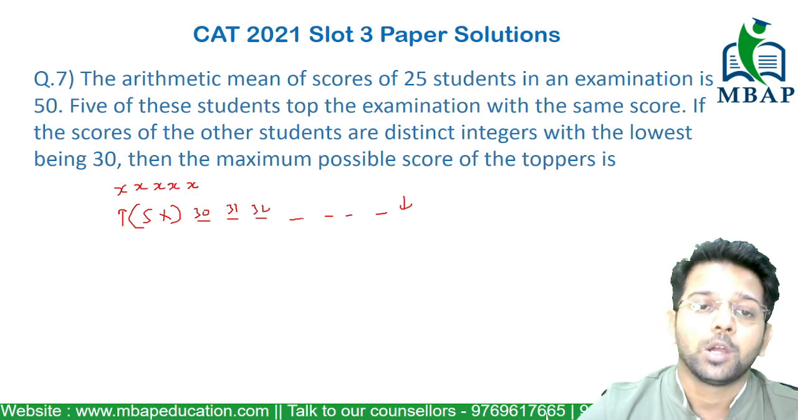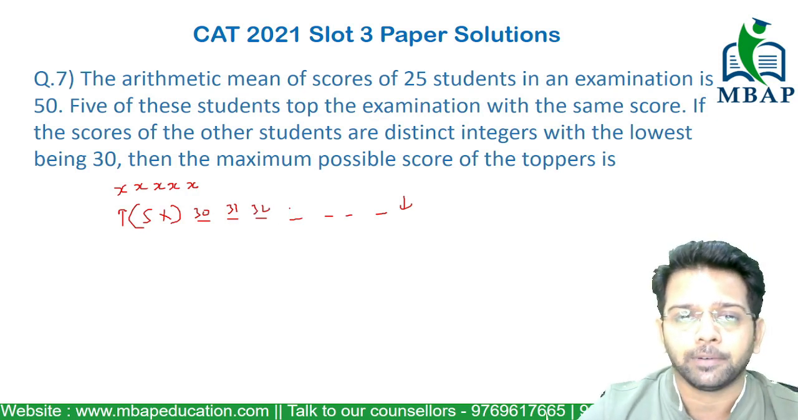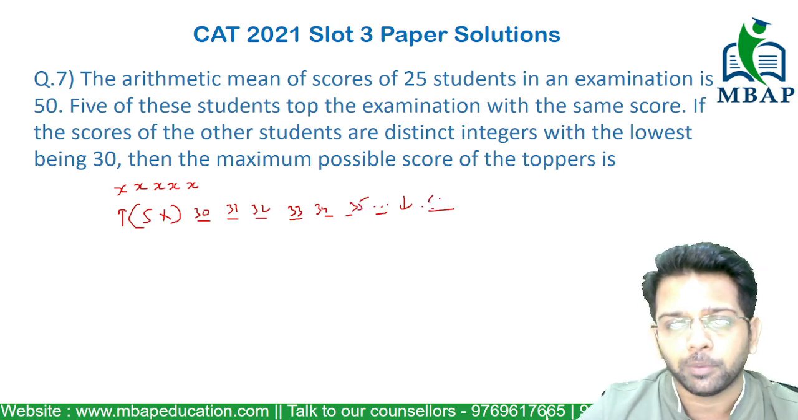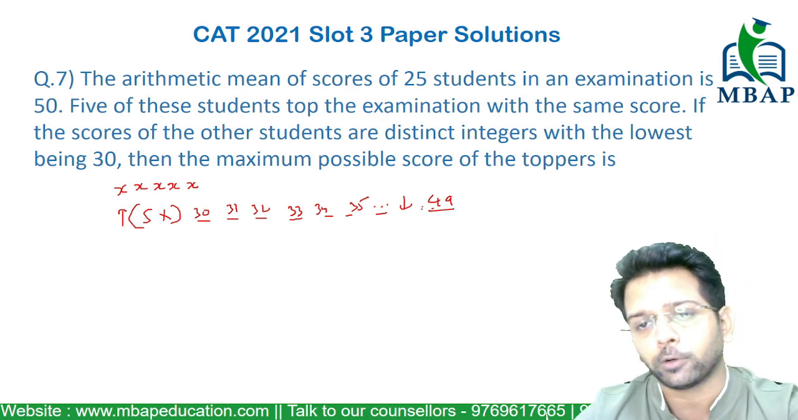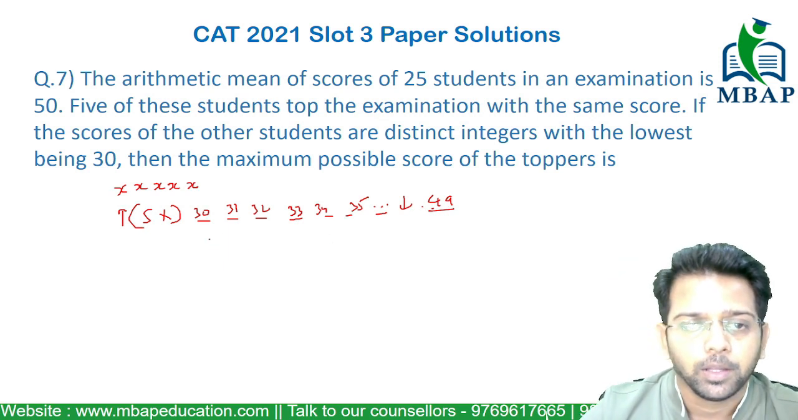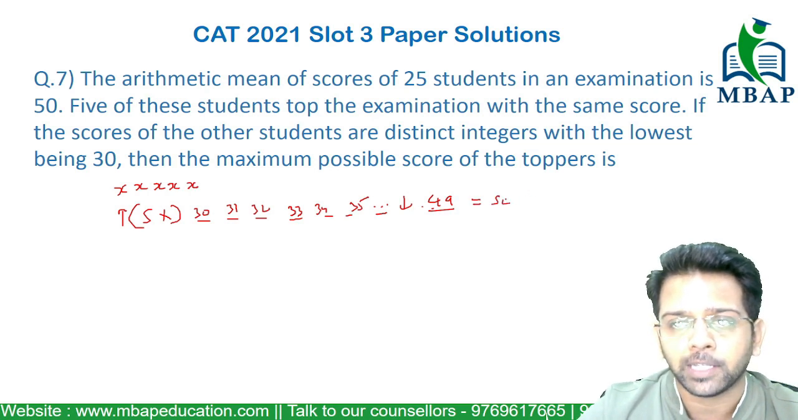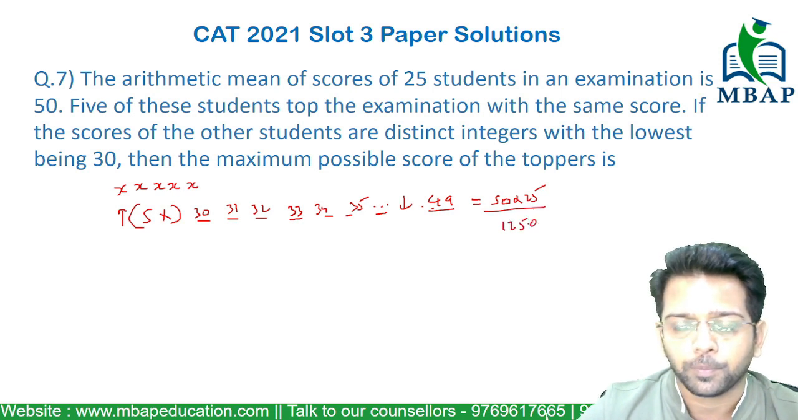So the other numbers would assume the lowest numbers as 30, 31, 32, 33, 34, 35 likewise. Likewise, the last number, the 20th number, will basically be 49. 30 to 49 will be 20 such numbers. Now this total will become how much? This total should become 50 numbers. The average of 25 students is 50, so this total is 1250.